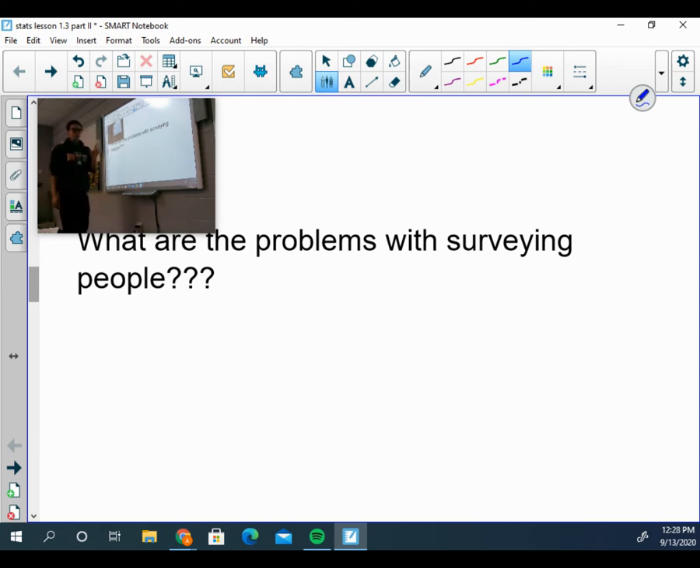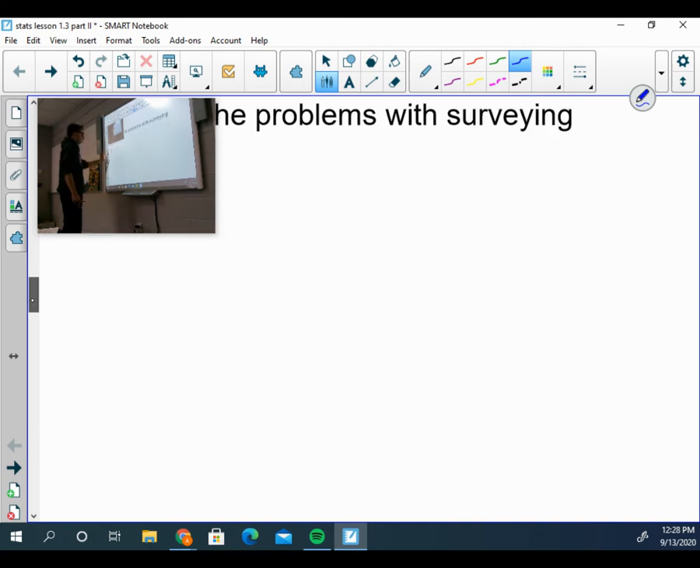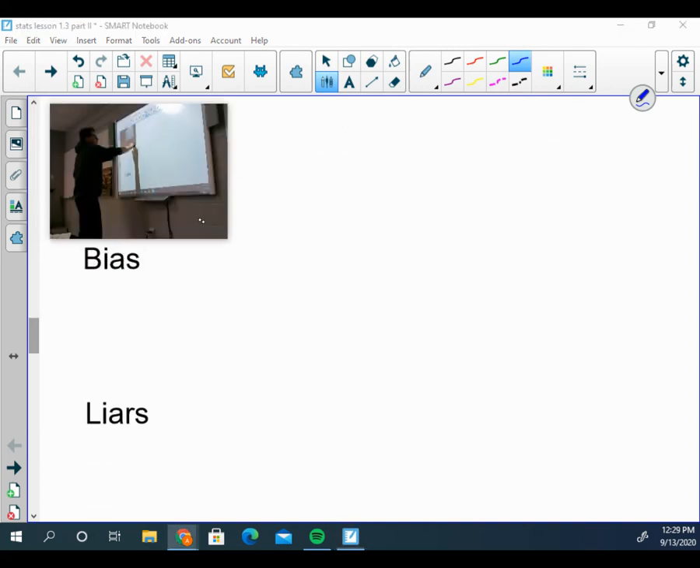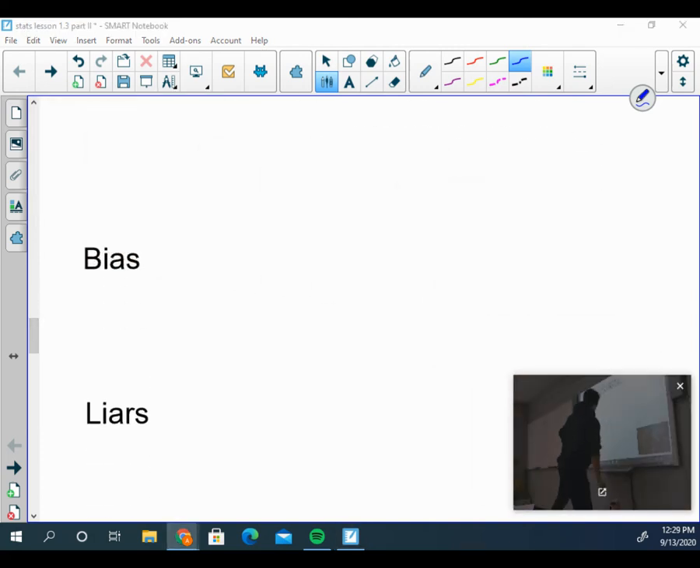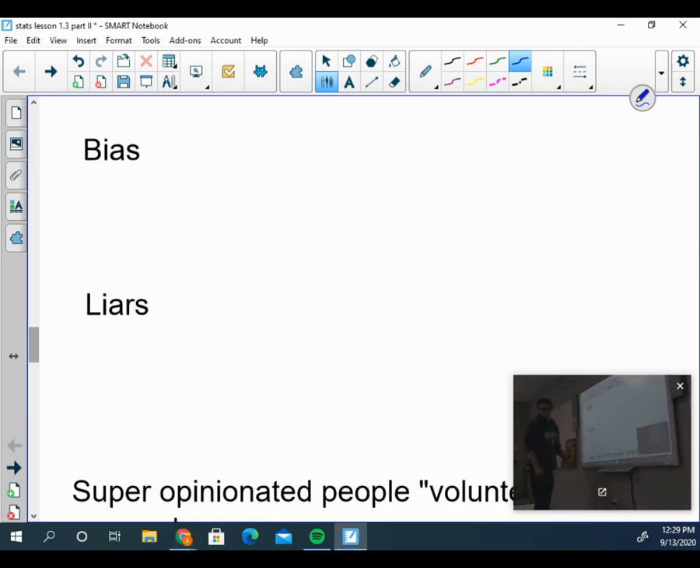But as with anything, we're going to talk about the pitfalls, what we need to be careful with when surveying people. It's kind of like in 1.2 how we talked about the bad ways to pull samples. We're going to talk about the bad ways of surveying people and the problems that could come in to this. So what's the first thing that can come in? What are some problems with surveying people? Well, there's bias. And what is bias?